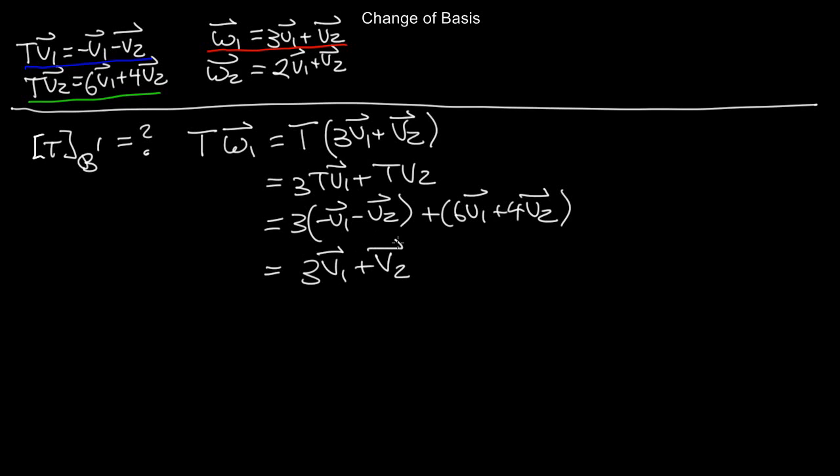All fine and good. But the problem is, I need to know TW1 not in terms of V1 and V2, but in terms of W1 and W2. So I'm sort of halfway there. I computed it, but now I have to convert back to the W's. So look up here, I have the W's in terms of the V's. I need to go the other direction. I need to write the V's in terms of the W's. And, well, that's basically computing an inverse matrix.